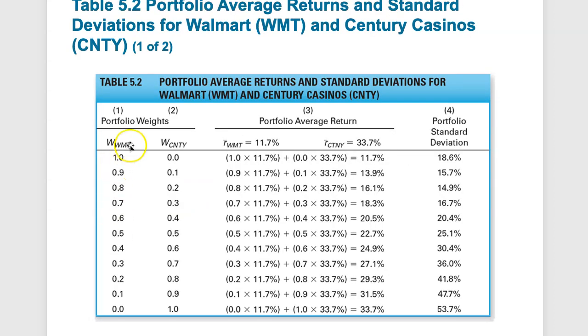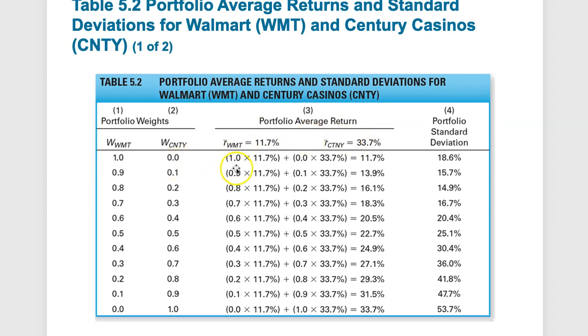So we have, again, Walmart and Century Casinos here, and these are the weights. This is a portfolio where it's only Walmart, 0 casinos, and this portfolio down here would be 0 Walmart, 100% casinos, and then we have every iteration in between. So to calculate the standard deviation of each portfolio, we have the average return of Walmart and the average return of Century Casinos.